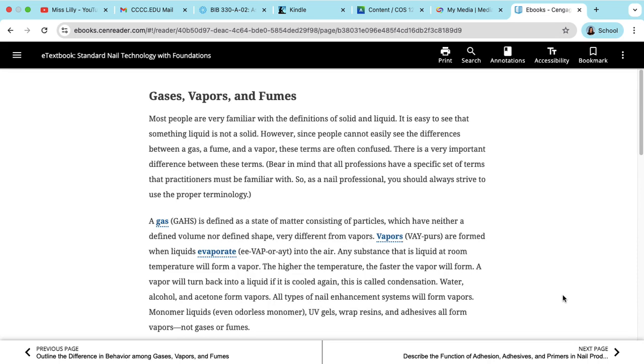Gases, vapors, and fumes. Most people are very familiar with the definition of a solid and liquid. It is easy to see that something liquid is not a solid. However, since people cannot easily see the difference between gas, fume, and vapor, these terms are often confused. Even people of age confuse them, not only young people. We all confuse them. There is a very important difference between these terms.